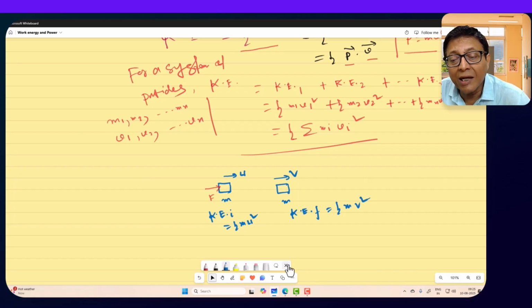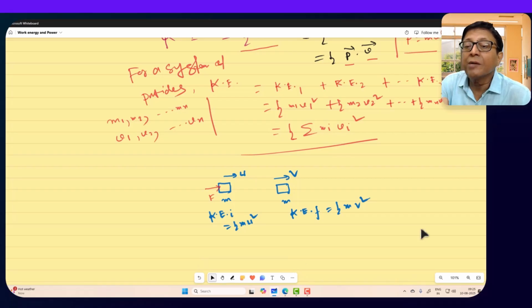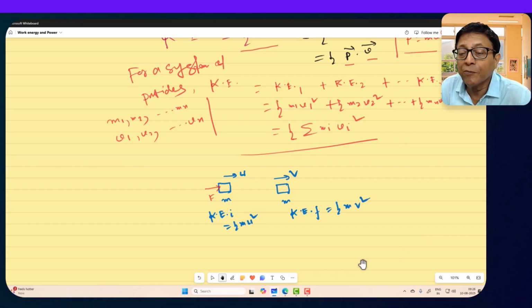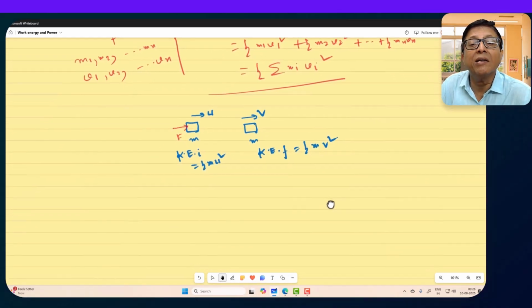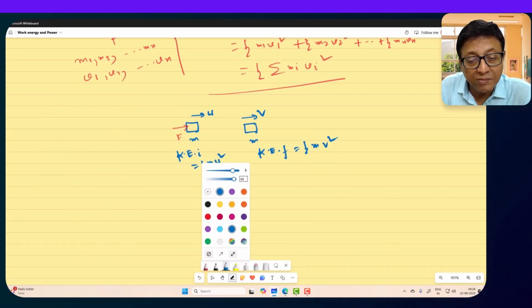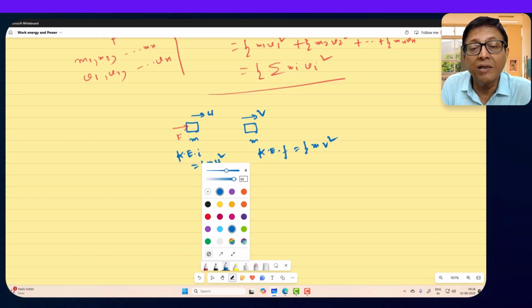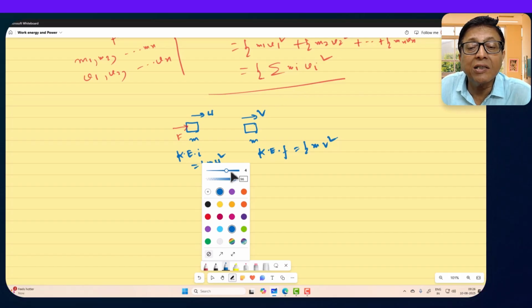To change the kinetic energy, to bring more kinetic energy in the object, we need to apply a force. If force is not applied, there will be no change in kinetic energy. Isn't it? You need to apply force over there. If you apply force, then the kinetic energy is going to change. But the question is, in what direction does the force have to be applied?